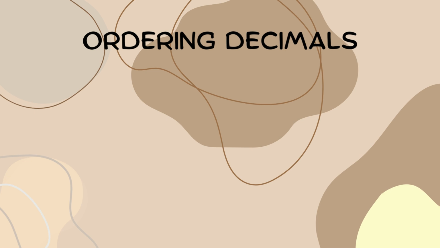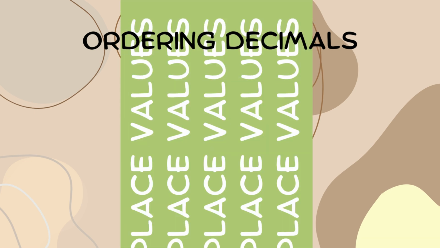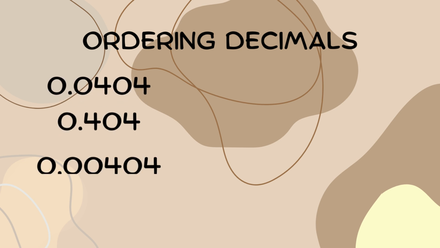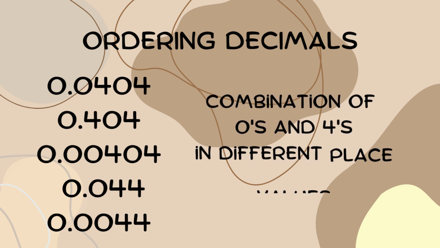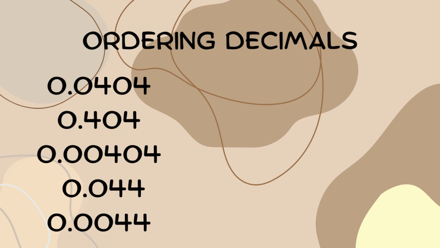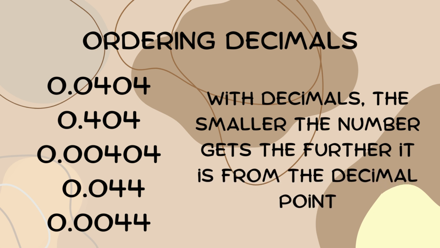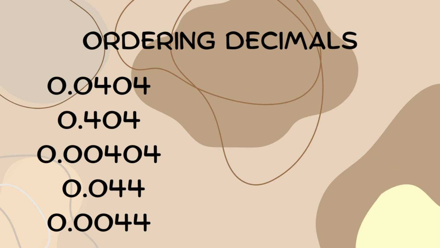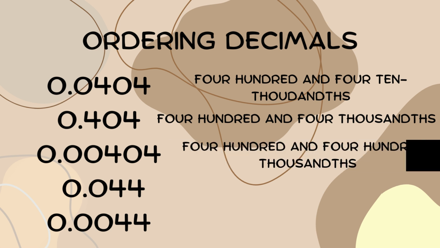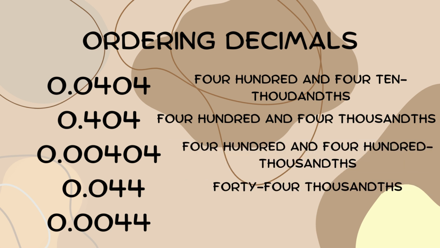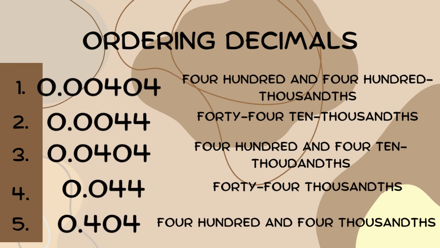Similarly, when ordering decimals, we, once again, need to consider our place values. For example, let's say we wanted to order these numbers in ascending order. As you can see, there are a combination of 0s and 4s, however, the place values are different. Furthermore, with decimals, we must remember that the value of a number gets smaller the further it is from the point, and the higher the place value is, the lower the number is. So the first number would be 404 10,000ths, then 404 hundredths, then 404 hundred-thousandths, then 44 thousandths, and 44 10,000ths. Therefore, we would find the final ordering would be this.